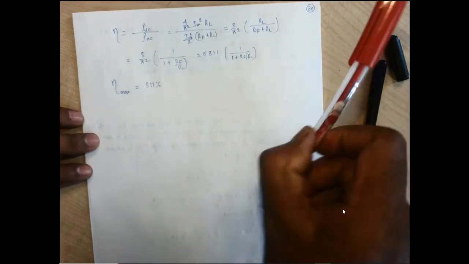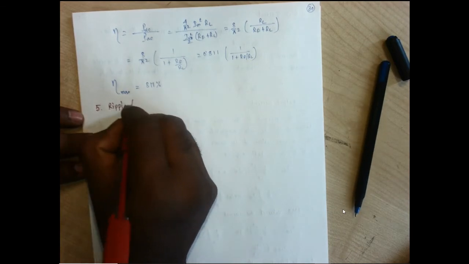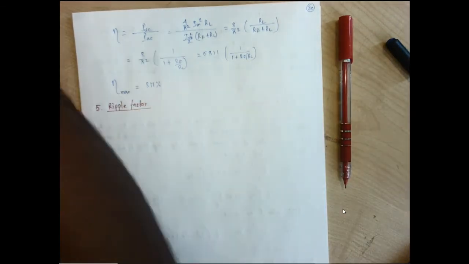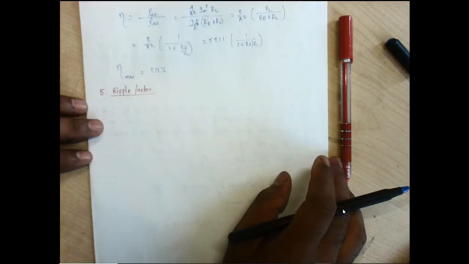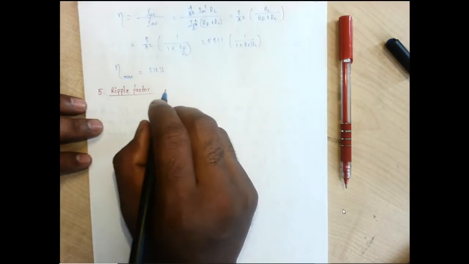Next is the ripple factor. Again, we need to take out the instantaneous AC component of the current and compare it with the converted DC.